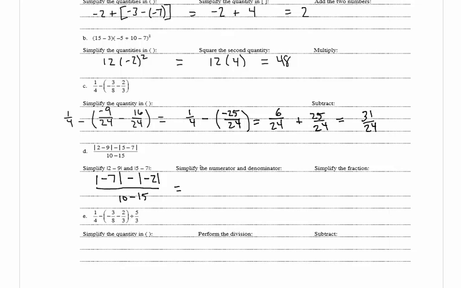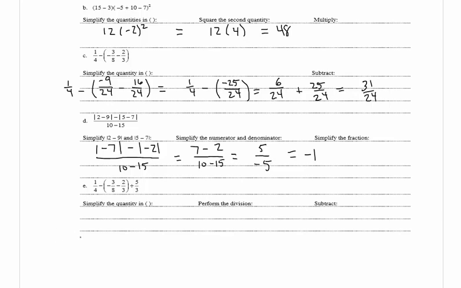And now it wants us to simplify the numerator and denominator. The absolute value of negative 7 is 7 minus the absolute value of negative 2 is 2, divided by 10 minus 15. And now we're going to take care of our subtraction in the numerator and the denominator. 7 minus 2 is equal to 5. 10 minus 15 is equal to negative 5. 5 divided by negative 5 is equal to negative 1.